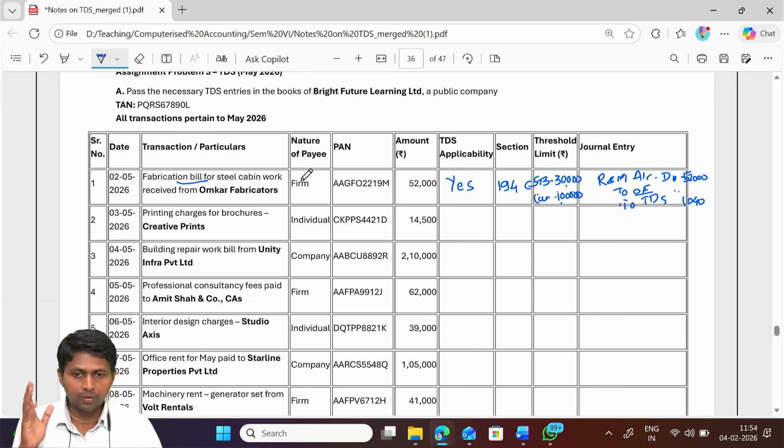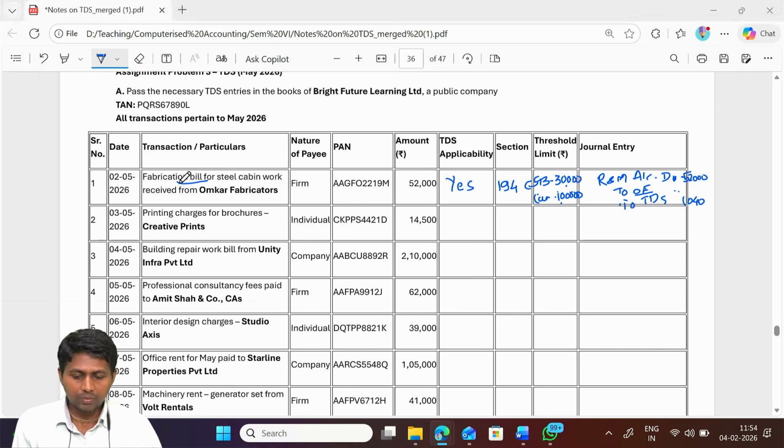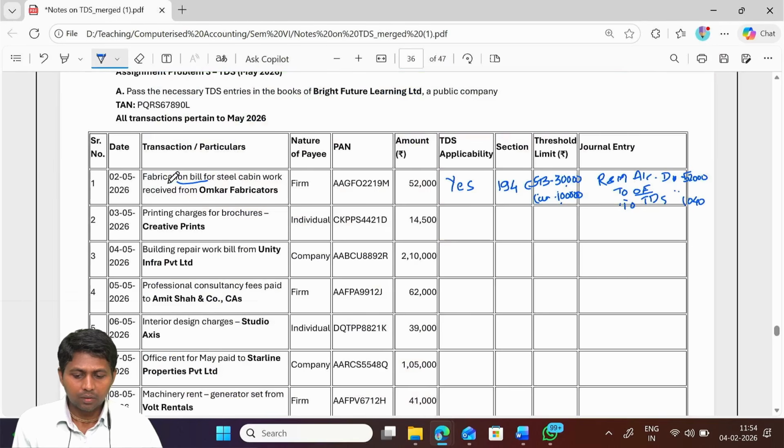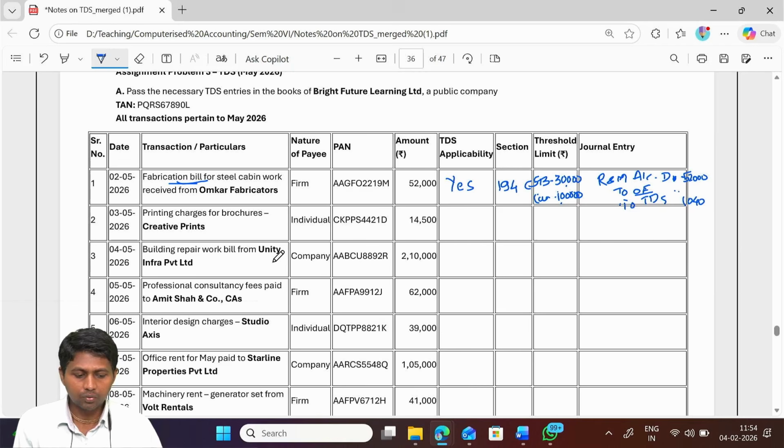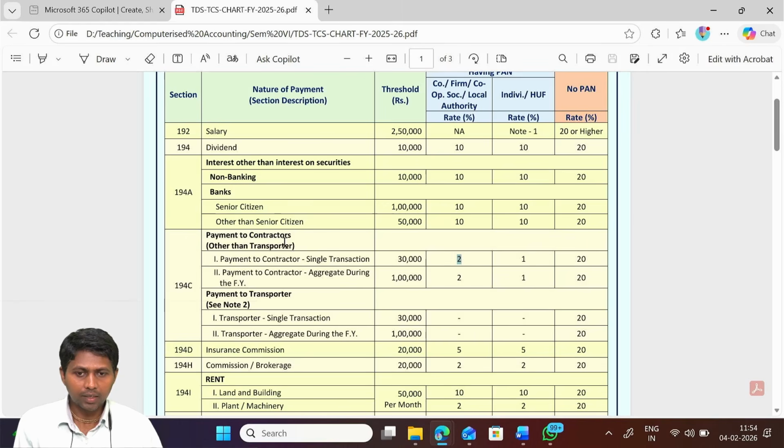Now we'll fix the path in mind, how to solve. First read the transaction, then check the applicability of TDS. As per the transaction, this is a fabrication bill, but as per the chart, this is a contract bill. Once you figure out that this is a contract bill, then read the contract related section.